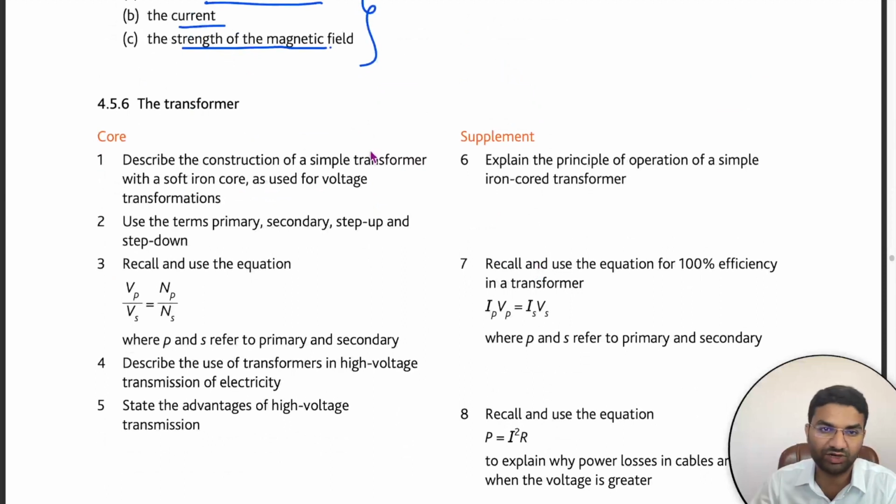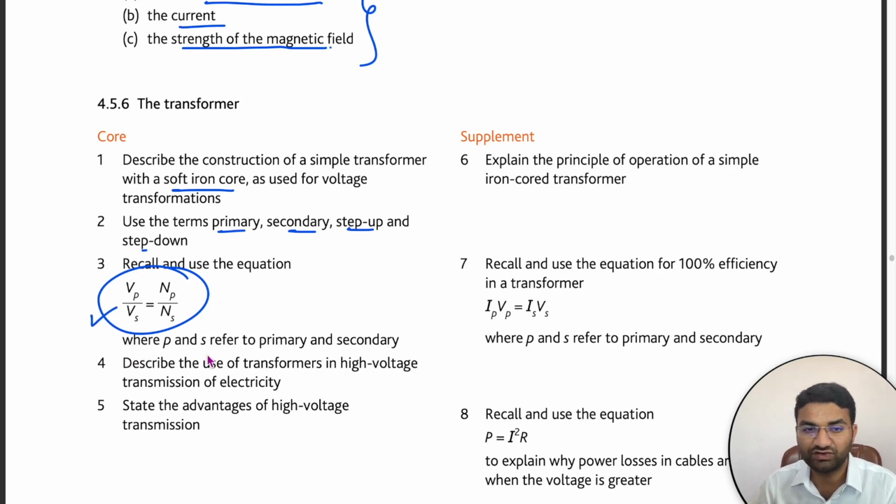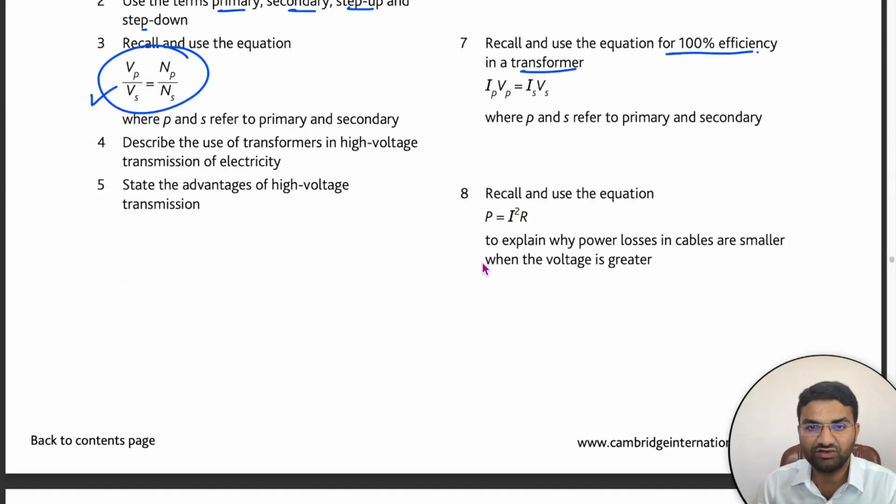Then next, the transformer. What's the basic function of a transformer? What is the soft iron core? What are the primary, secondary, step-up and step-down transformers? You have to learn. Then you have to use this formula to solve examples relating to primary and secondary of transformers. For extended students, you have to learn and understand the principle of operation of a simple iron-core transformer. Then what is the use of 100% efficiency of a transformer. Then IP VP is equal to IS VS. Next, power is equal to I squared R.